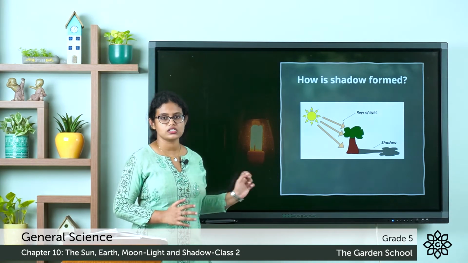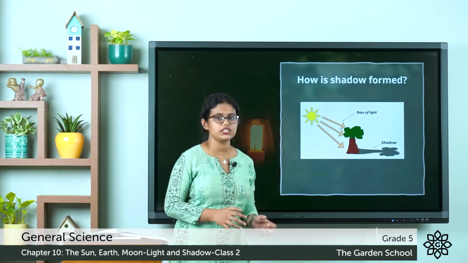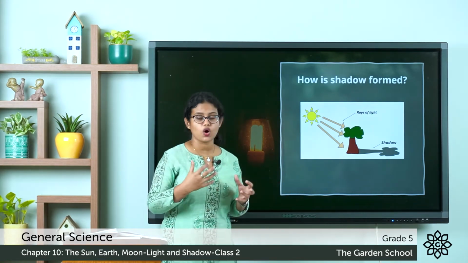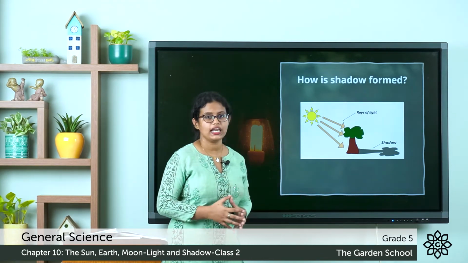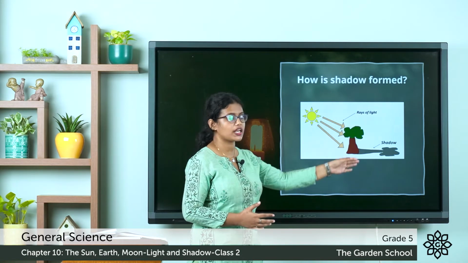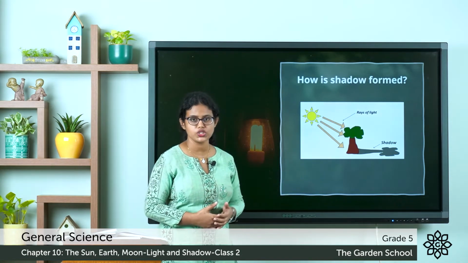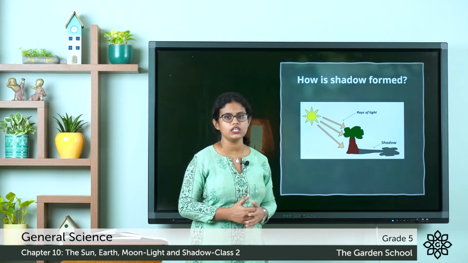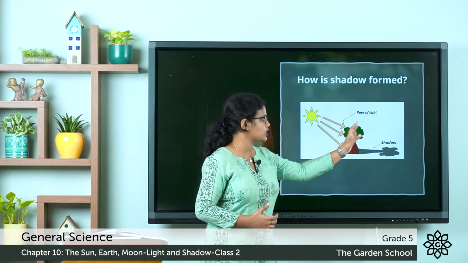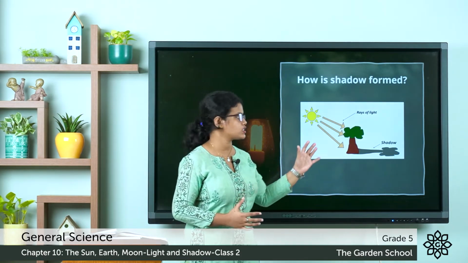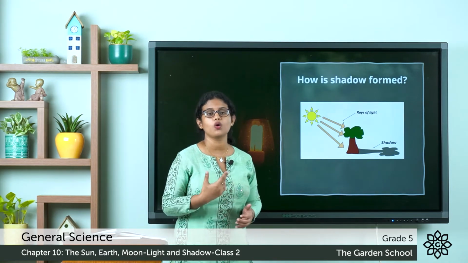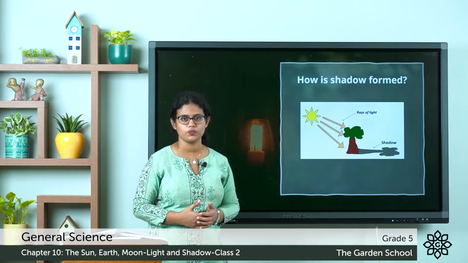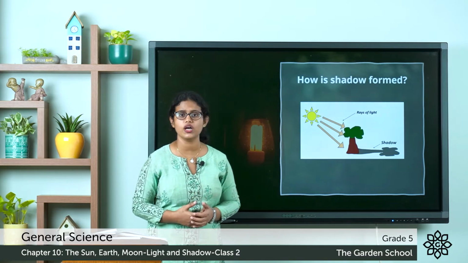Now, let's consider this example. Here you can see the tree, which is an opaque object, and this tree blocks the light. That is, the light cannot pass through this object. And here you can see behind that a dark area is formed, and that dark area or the dark patches, we call it the shadow. So, this is how a shadow is formed.